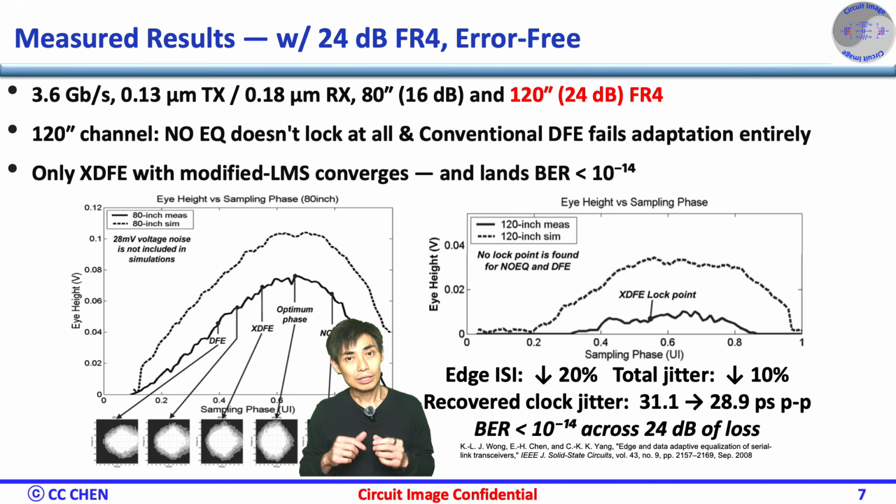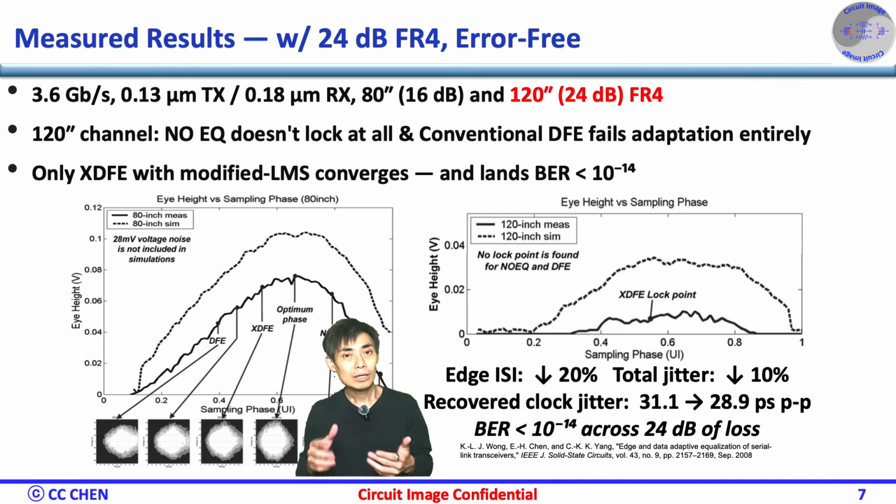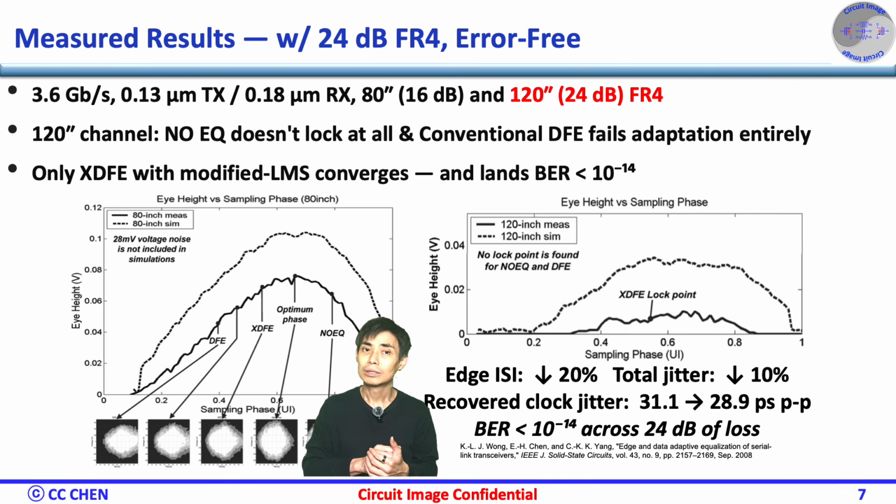For this channel, the baseline case failed. With no equalization, the CDR does not lock. With a conventional data DFE, the adaptation still fails. There is no stable lock point. But with the Type 2 XDFE and modified LMS, the receiver converges. The CDR locks near the optimal sampling point, and the bit error rate is below 1E-14.